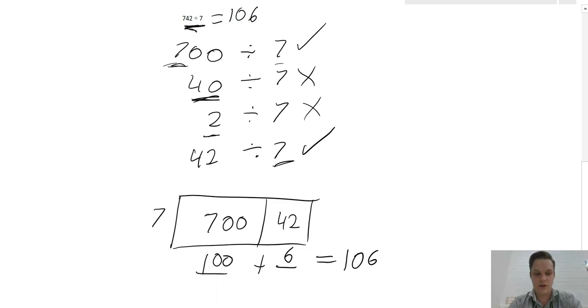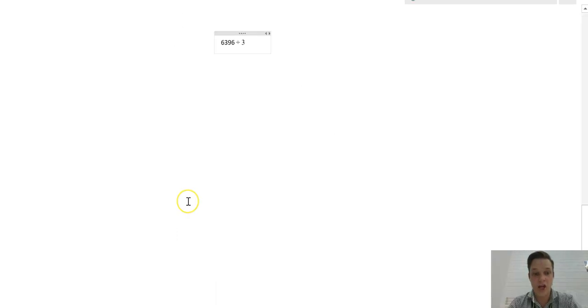All right, so what we're going to do now is move to our 4-digit numbers. So it gets a little bit trickier when we have to use 4 digits. Alrighty, so here's one of our 4-digit sums. 6,396 divided by 3. Now, it's a pretty easy one to start off with. So let's just make sure we get down to basics. So what's our first step?